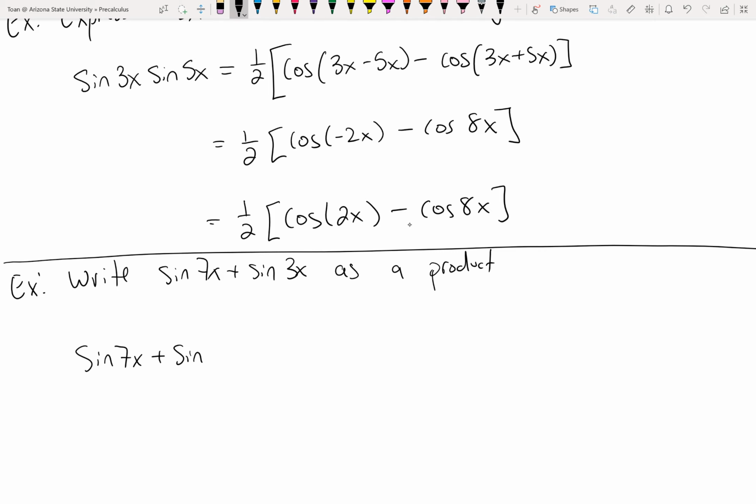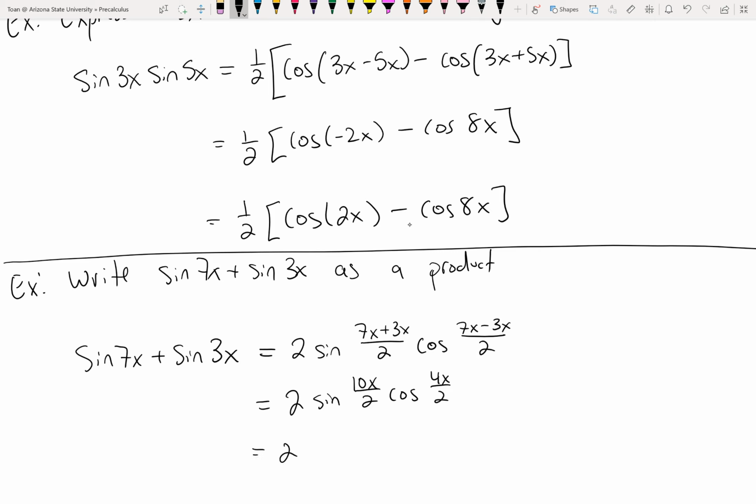But I'm just going to follow sine of alpha plus sine of beta, sine of x plus sine of y, whatever variables you use. I'm just going to follow the pattern that we get when we add two sines. So according to the pattern, that's 2 sine, and then you add the angles, divide by 2, times cosine, you subtract the angles, and divide by 2. Again, I'm not making this up. I'm just following the pattern that I have in front of me, and then you just simplify. 2 sine of 10x over 2, cosine of 4x over 2, that's 2 sine of 5x, cosine of 2x, right? So, easy peasy.